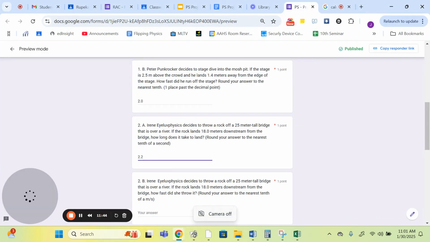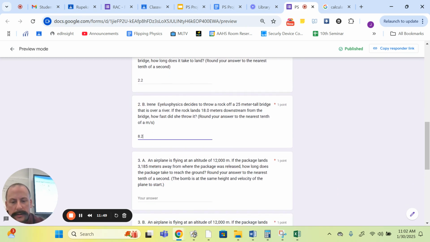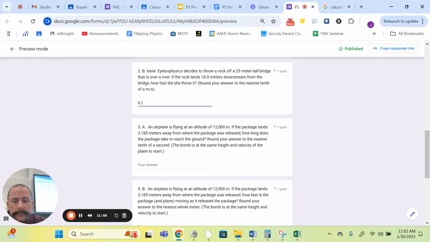So back in my form, I'm not including units, but next I have 8.2 as an answer. Keep in mind, you have 2 more that I'd like you to try in this particular problem set. You have a plane flying at an altitude of 12,000 meters, and it's going to land 3,185 meters away from where it gets released. So keep those as little hints for that problem. All right, good luck on the remaining 2.